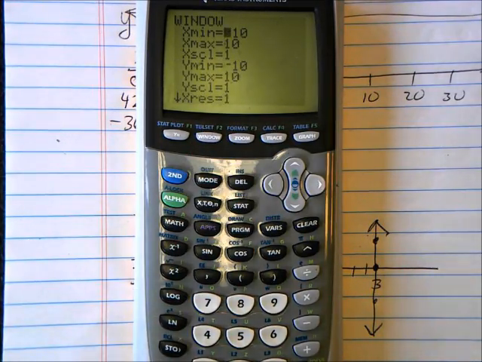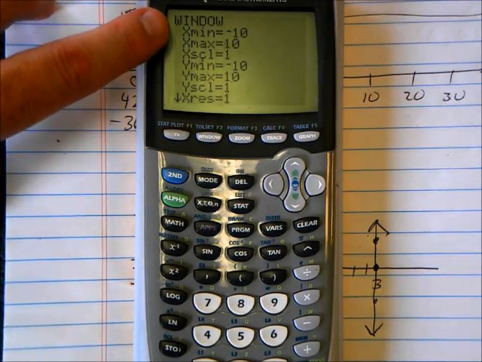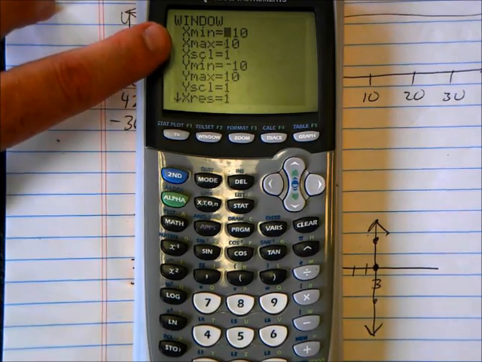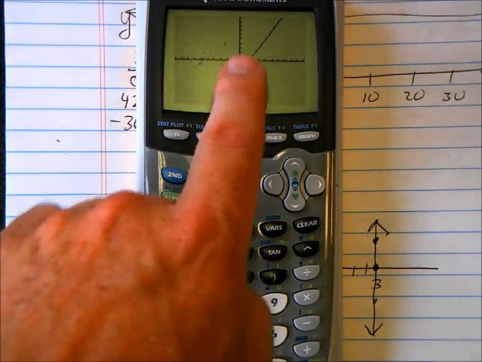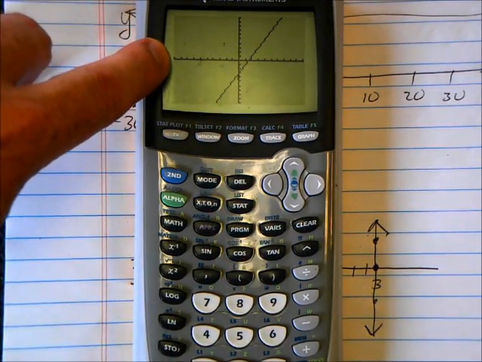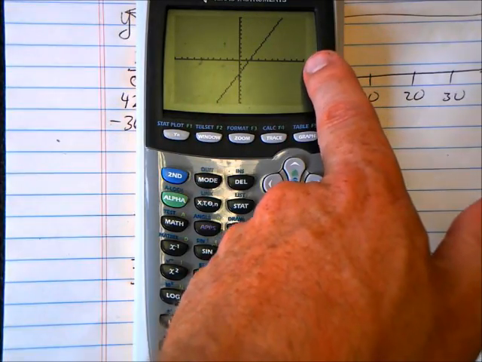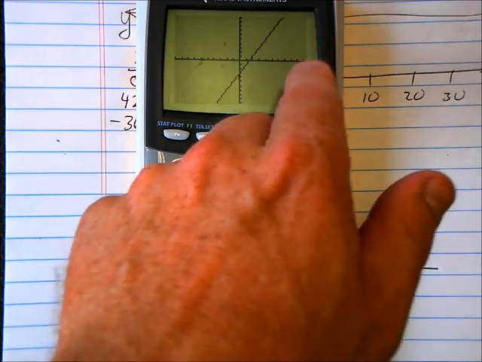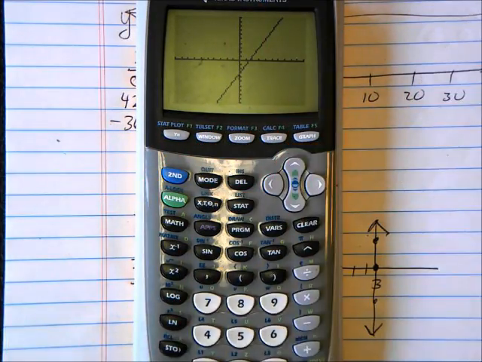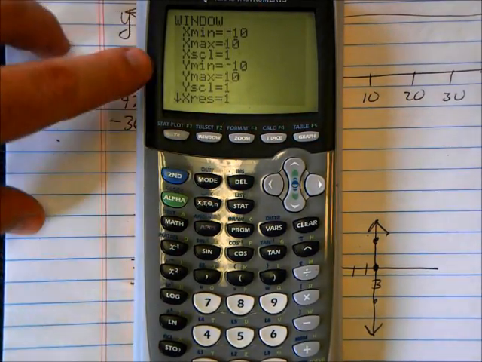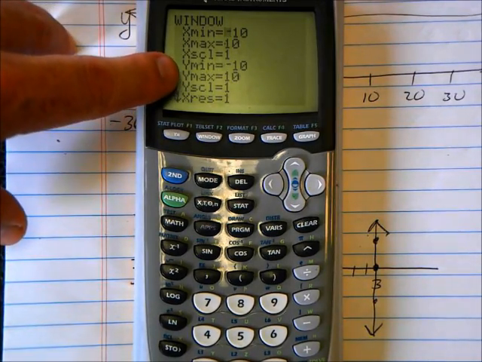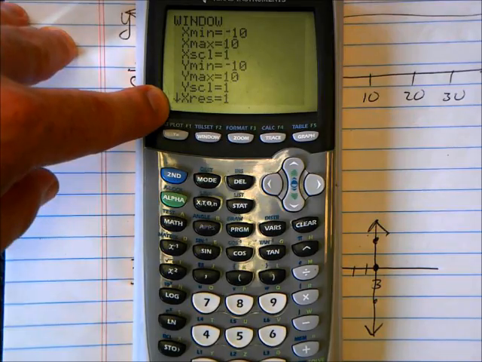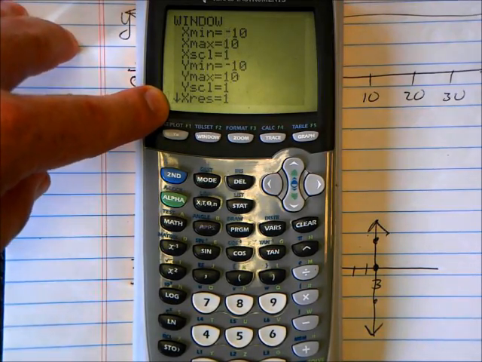If I press window, what this tells me is x min is negative 10, x max is 10, x scale is 1. So what that tells me is when I look at this graph, all the way over here to the left, that's negative 10. All the way over here to the right is 10. And the x scale was 1, which tells me each tick mark is indeed 1. And if I go back to the window, the y is set up the same way. Negative 10 to 10 and 1. But that's something you need to be careful about when you use your calculator.